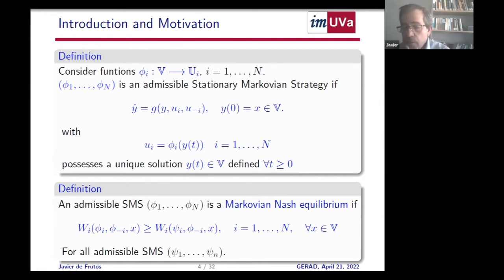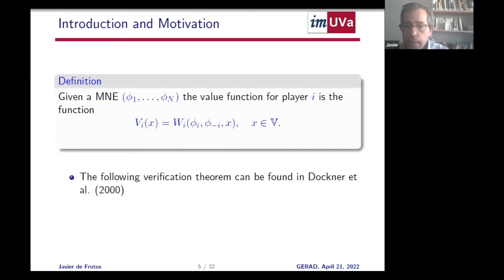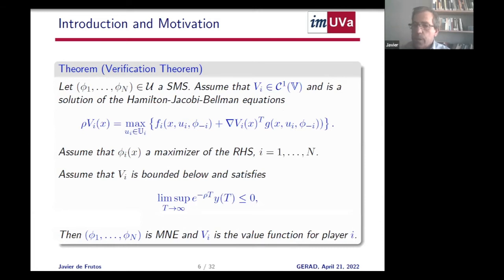So, okay, if we want to compute a Markovian-Nash equilibrium of the n-player differential game, we can compute also the value function for each player. And we have a verification theorem in order to have a procedure to compute this Markovian-Nash equilibrium. In this case, we can restrict ourselves to the classical verification theorem that is in many books, in particular in books by Dockner, Long, etc.